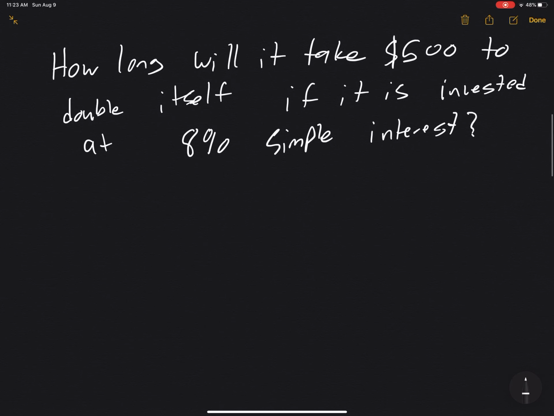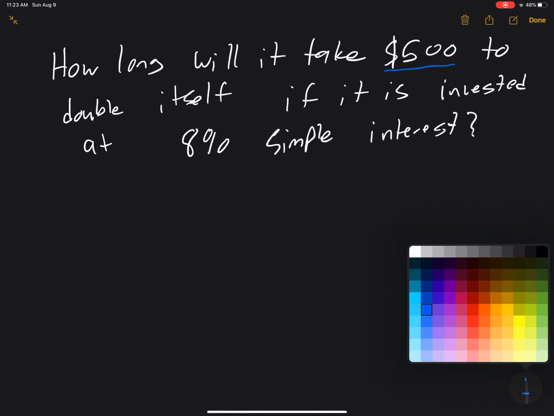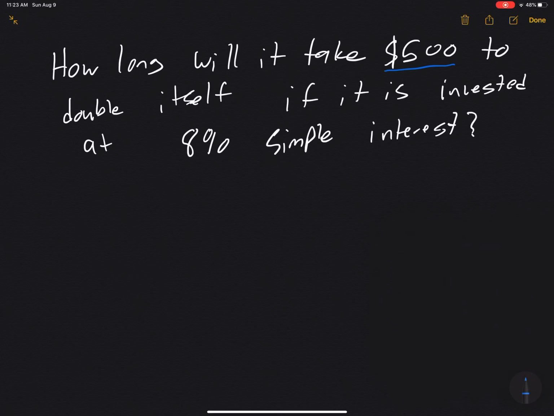Our first question says, how long will it take $500 to double itself if it is invested at 8% simple interest? So let's say that you have $500 and you found a bank account that has a deal that says if you put in $500 to this bank account, we will give you 8% simple interest, which is a very high percent right now.